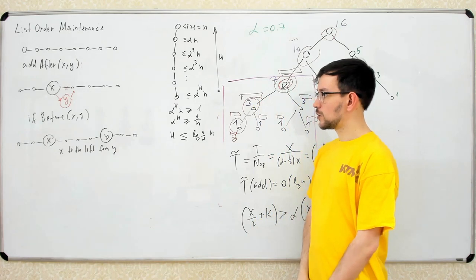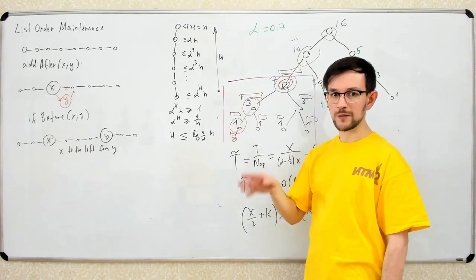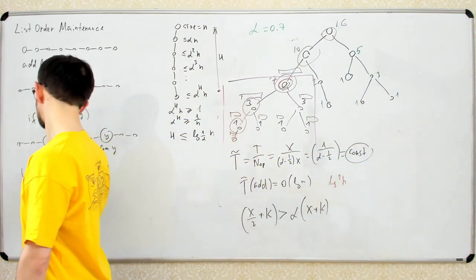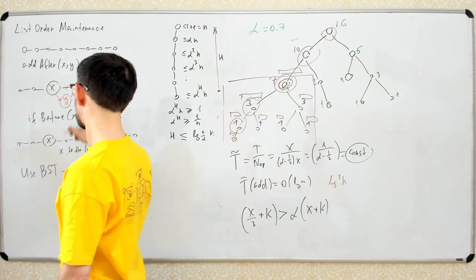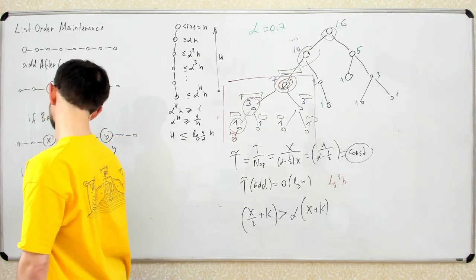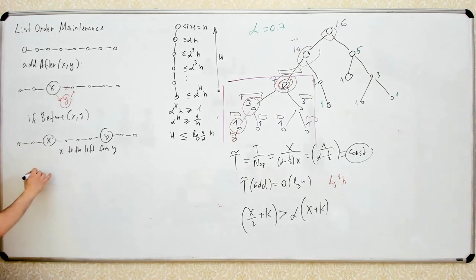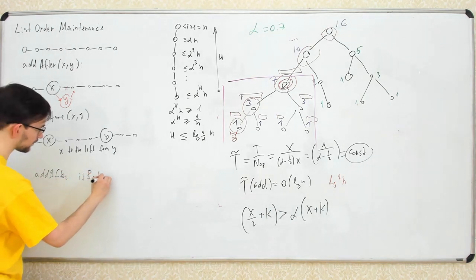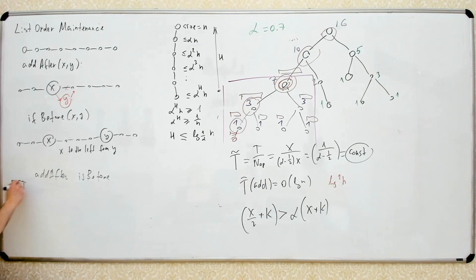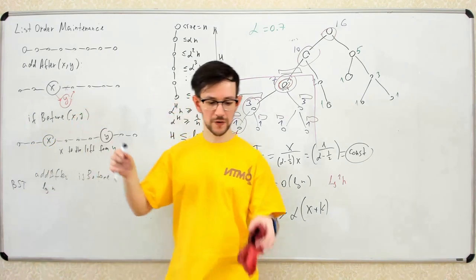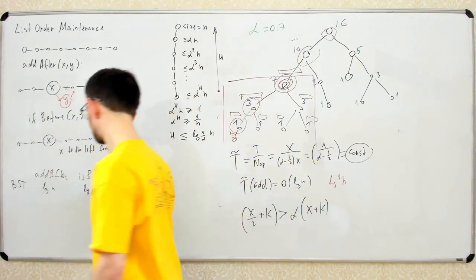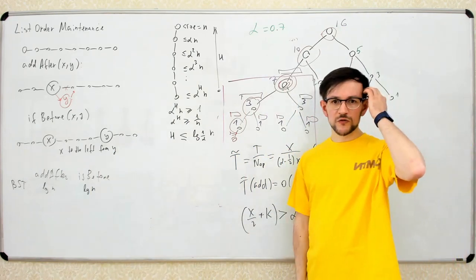Well, first of all, let's see that we can perform these two operations in log n time using binary search trees. So we can use a binary search tree and make both these operations work in log n time. Let's write that like this: after and is before. If we just use a binary search tree, we can add after in log n time, and we can check if one element is before another element in log n time. Right? It's a very standard technique in binary search trees.